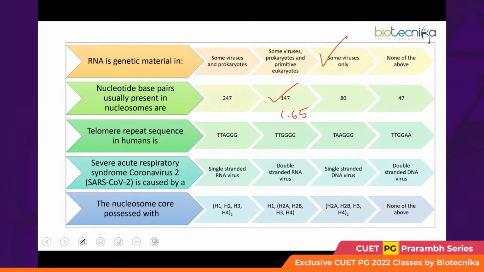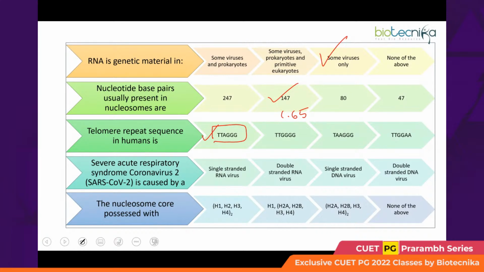Telomere repeat sequence in humans. Okay, that question we have seen, right? TTAGGG, that is the answer. That is the telomere sequence in humans, and not only in humans, but also in the vertebrates.